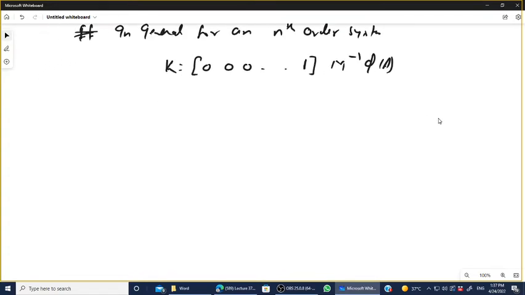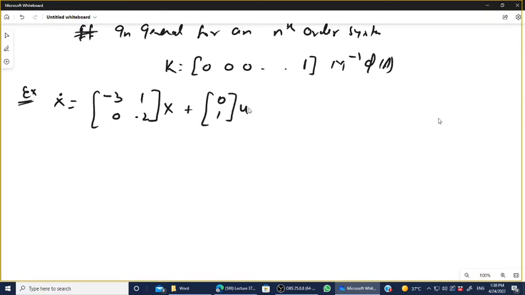I am taking the previous example that I already solved. Let's say x dot is equal to [minus 3 1; 0 minus 2] x, plus B u. This is the dynamics of an electrical system. B is [0 1], and A is a 2 by 2 matrix, right? So k is simply k0 k1, and y is equal to [2 1] x.